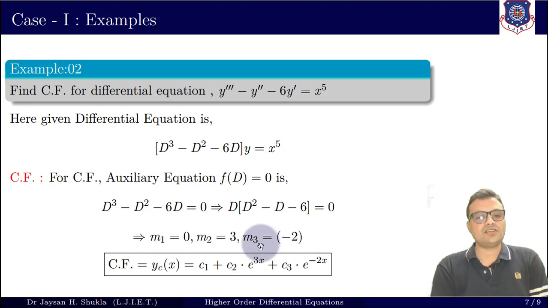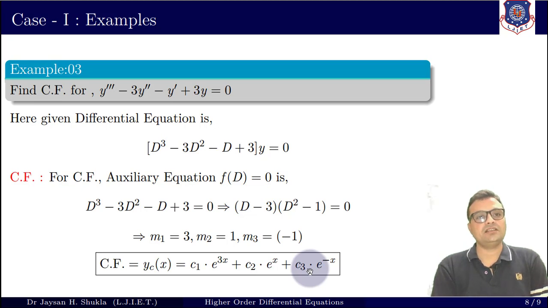And so, as these three roots are real and they are distinct, our complementary function will be c1 plus c2 e raised to 3x plus c3 e raised to minus 2x. So, with each of these arbitrary constants, there is an exponential function with exponent root. So, it is e raised to 0x over here, e raised to 3x over here, and e raised to minus 2x over here.